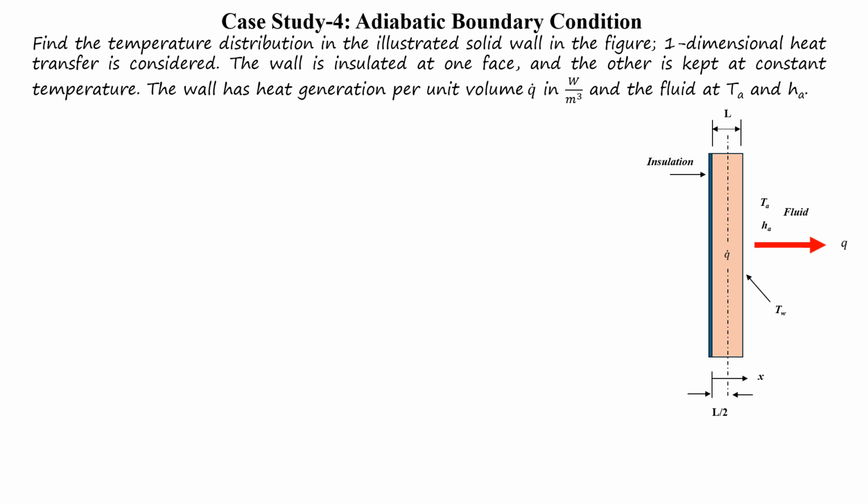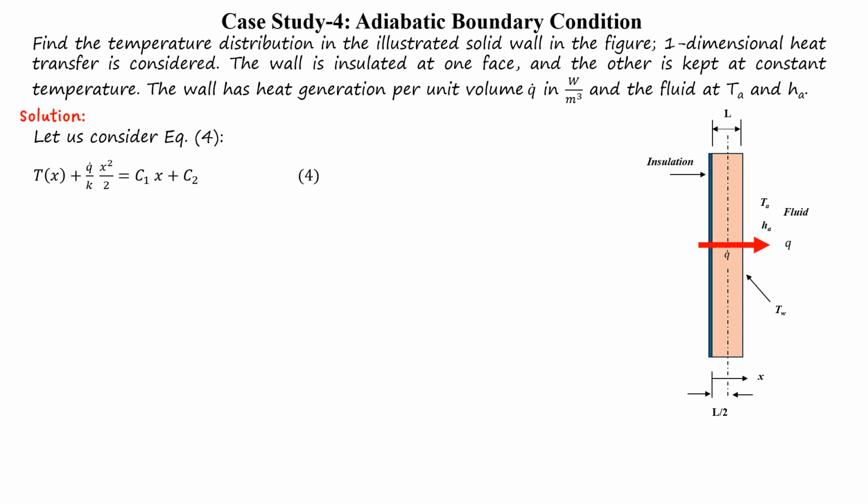And the question is, how can we find the temperature distribution in such an application? The solution for this example: if we go back to equation number 3, d squared T by dx squared plus q dot over k equal to 0, which is the general form of steady state one-dimensional heat conduction with heat generation. And again, the magic equation, that is equation number 4.